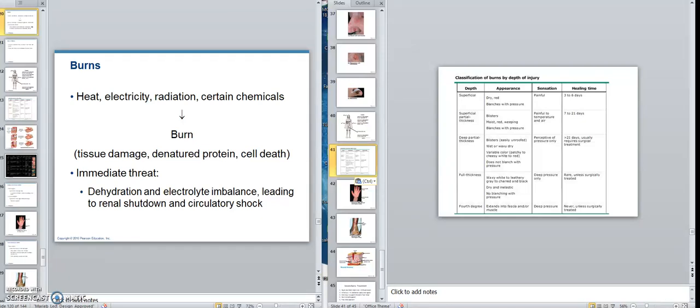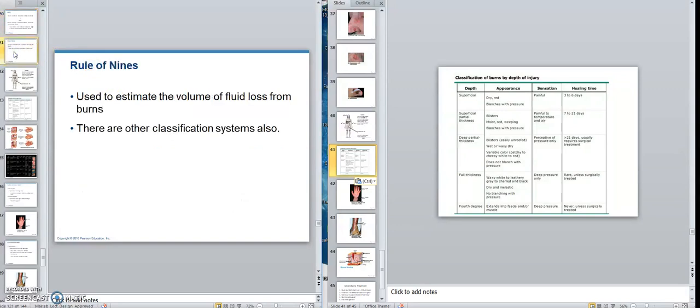Okay, class, we now are talking on burns. Burns can be caused by many things: heat, electricity, radiation, certain chemicals. What happens is you have tissue damage, denatured proteins. Remember, proteins will bend out of shape, cell death. Immediate threat is dehydration, imbalance, and so forth. We'll talk about it. Okay.